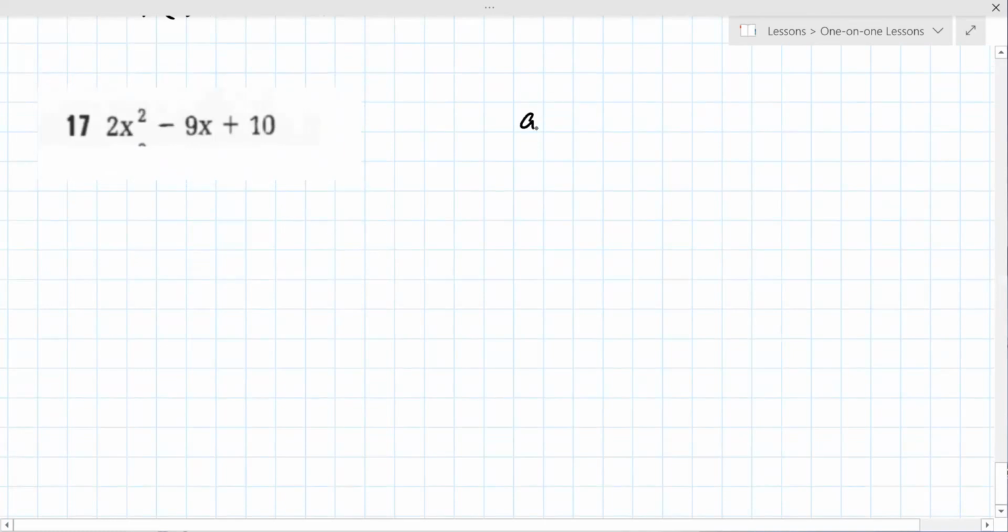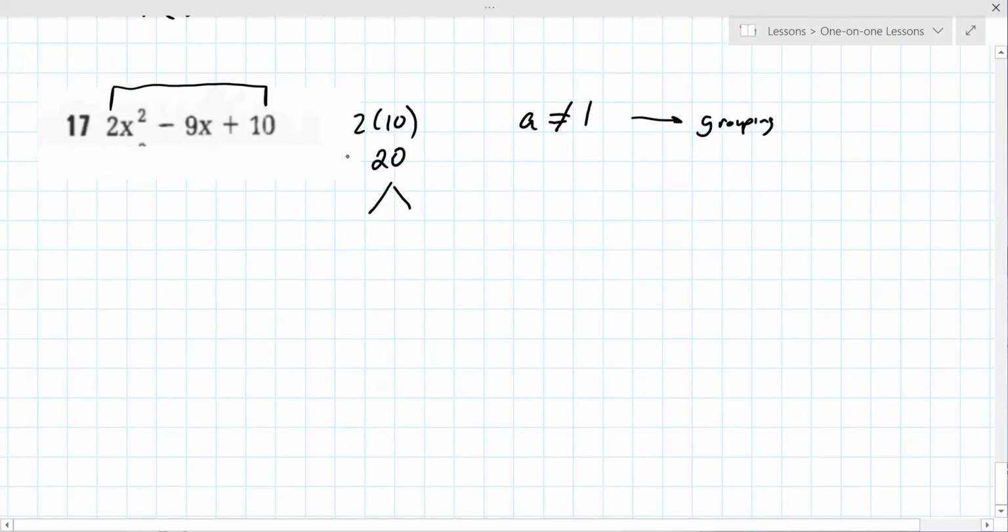So for these, this is the a not equal to 1. That's 2. 2 doesn't go into each of these, so you can't factor it out. So that means you've got to do this grouping approach. Your grouping approach means you take this 2 and this 10 and you multiply. 2 times 10 is 20. Two numbers now that multiply to 20 but add up to -9. Since they're negative, these have to both be negative. -1, -20, -2, -10, -4, -5. Okay, we found it.